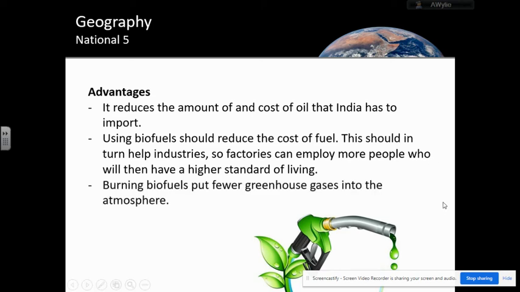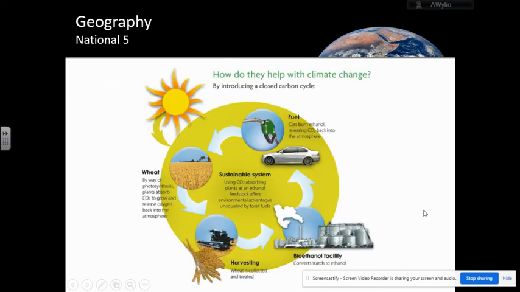Finally, it means that less greenhouse gases are manufactured from the burning of fossil fuels. So the fuel in a conventional engine would generate large amounts of carbon dioxide and carbon monoxide, which are greenhouse gases. But if you're using biofuels, overall that is less carbon-based gases going into the atmosphere. So that has a positive impact on climate change.